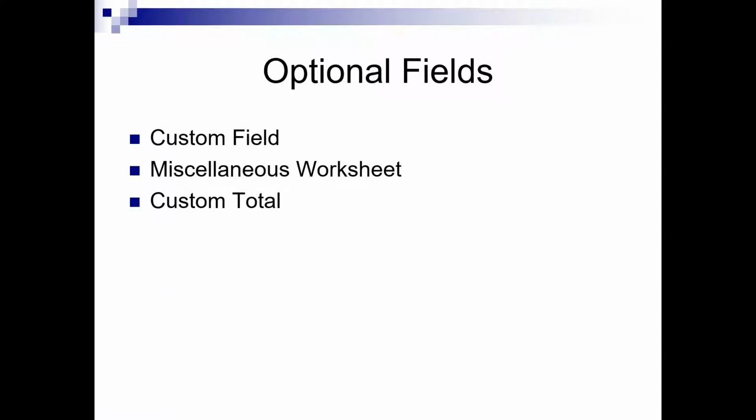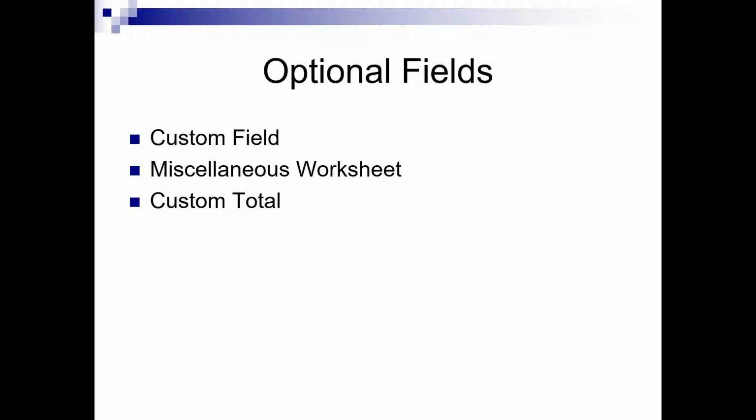Now, the rest of our options here, we're going to take a look at these one at a time. The one thing that I want to make sure that everybody understands is, even though Sage gives you quite a bit of fields to store information in, those are pretty much common fields that everybody expects in a job cost module. There may be other things that you need to get into the data for reporting purposes. And so what Sage has done is given you extra options to get that information in, either through a custom field or a miscellaneous worksheet or a custom total.